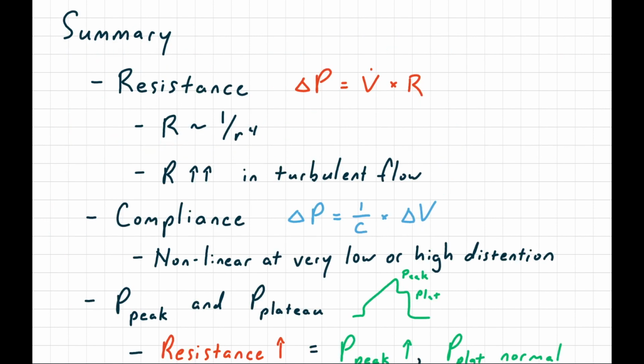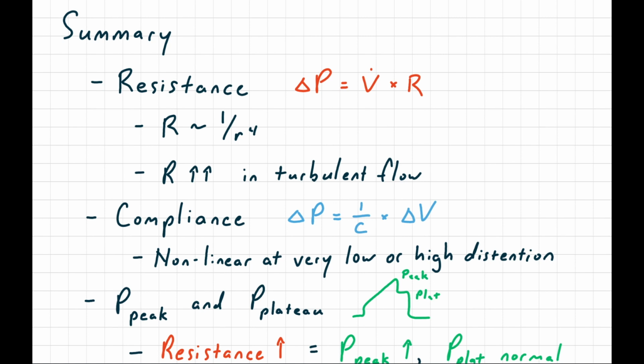All right, so to sum up this lecture, we talked about resistance, which governs the relationship between the difference between circuit and pulmonary pressures and the flow rate. So higher resistance means you need more pressure to get the same flow. We talked about how resistance through a tube is inversely proportional to the fourth power of its radius. So even a modest decrease in your airway diameter can cause a big increase in resistance. And we talked about how resistance goes up a lot in turbulent flow.